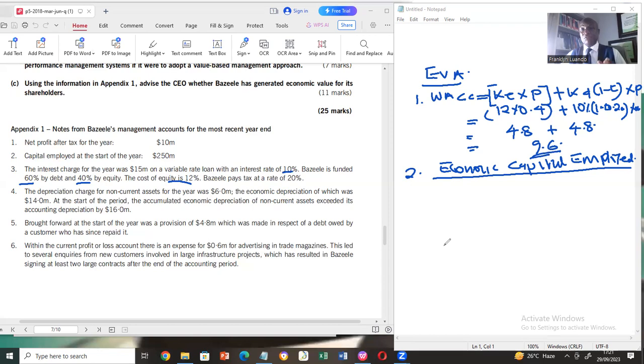Are we together? If we have an opening provision for depreciation, it reduced the accounting capital employed, and it must be added back. So here we can check what was the accounting capital employed, note two. Capital employed at the start of the year was 250. So there we have capital employed at start, which is accounting.